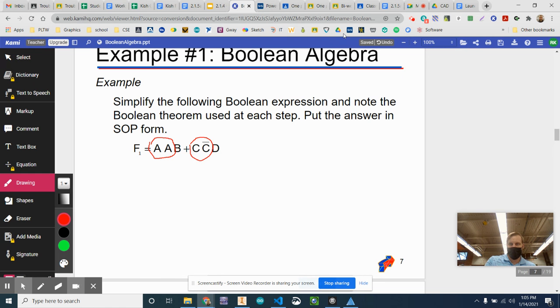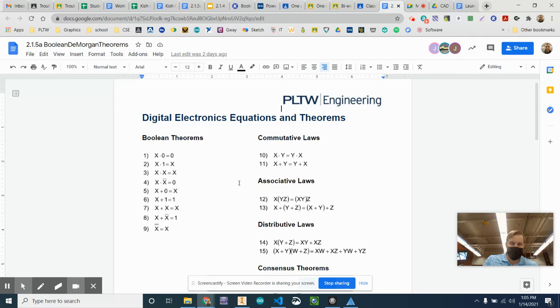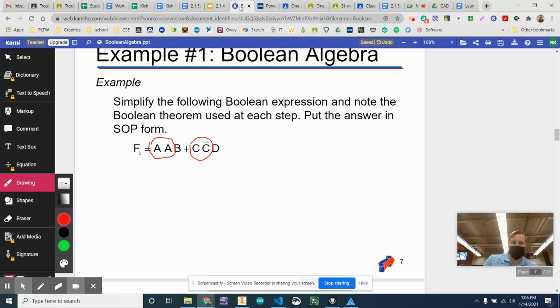So let's go ahead and take a look at our formula sheet, and we're going to discover which ones are the ones we need. So here's the one for the second pair there. I've got x times not x is going to equal a 0. So let's go ahead and do that one first. So here's C and not C.